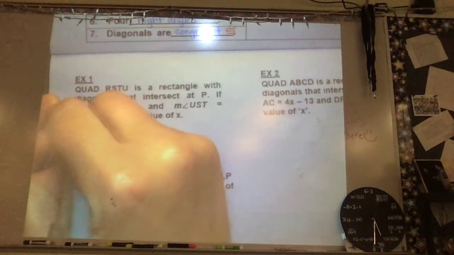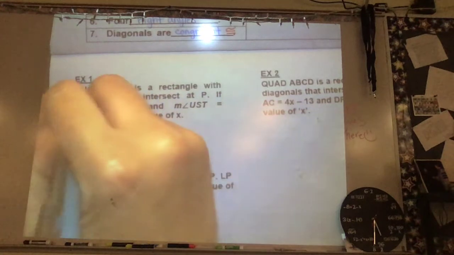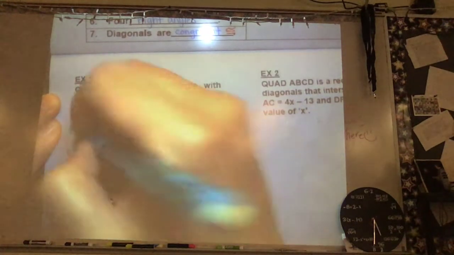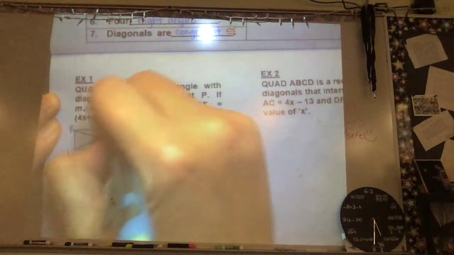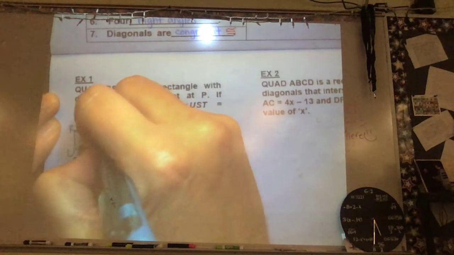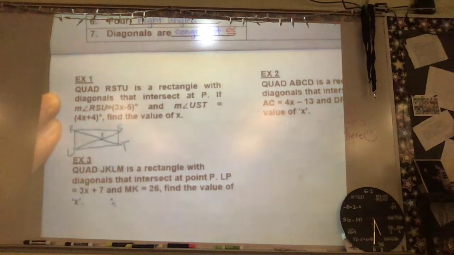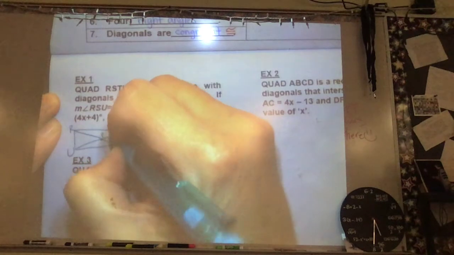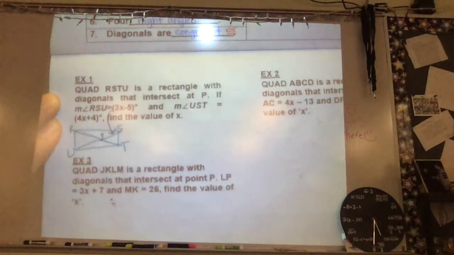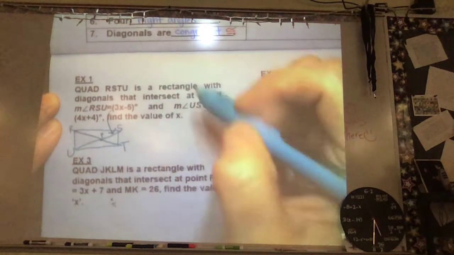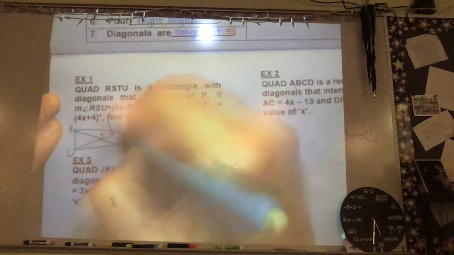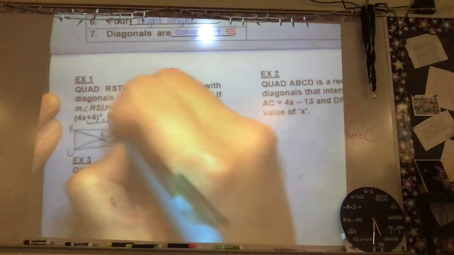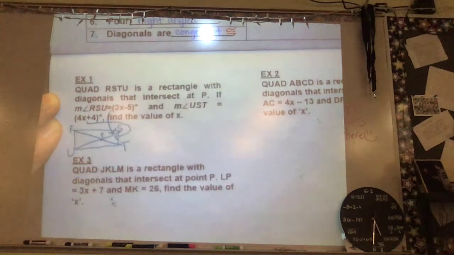Sketching it out, I have quadrilateral RSTU with diagonals that intersect at P. Wow, that's a bad rectangle. Okay, this says if angle RSU is 3x minus 5, so since it's so tiny, I'm going to have to draw an arrow, and angle UST is 4x plus 4, so that's going to be this angle right there. Then find the value of x.